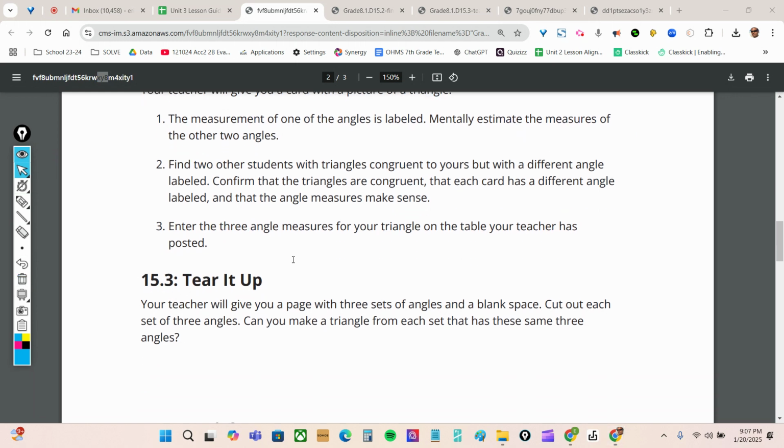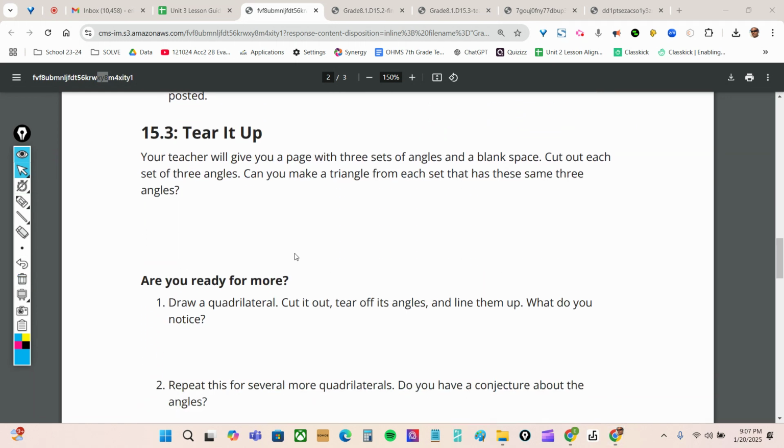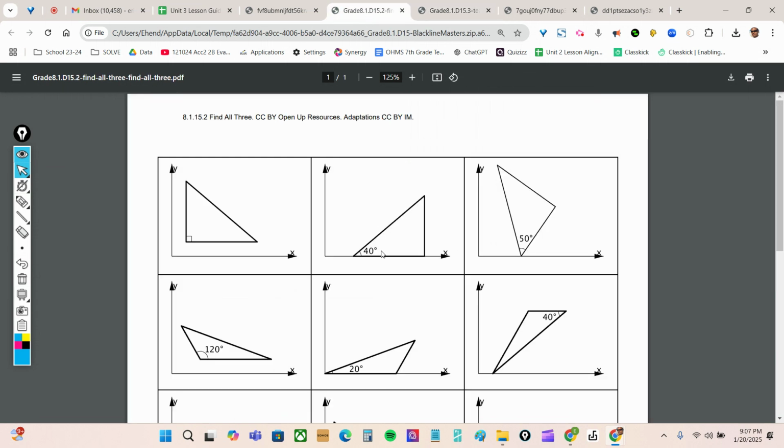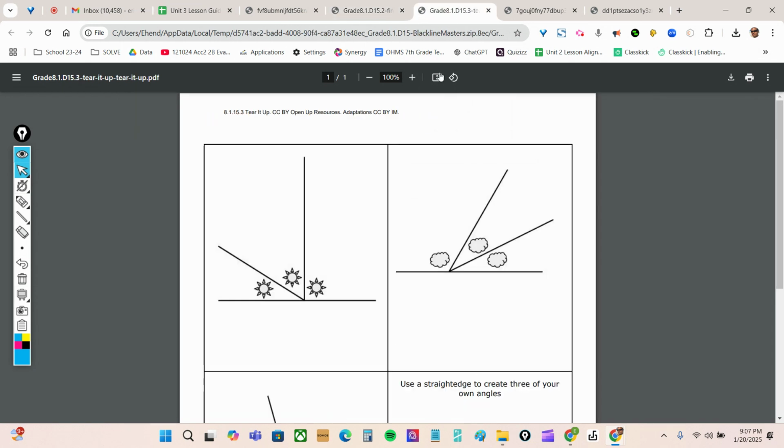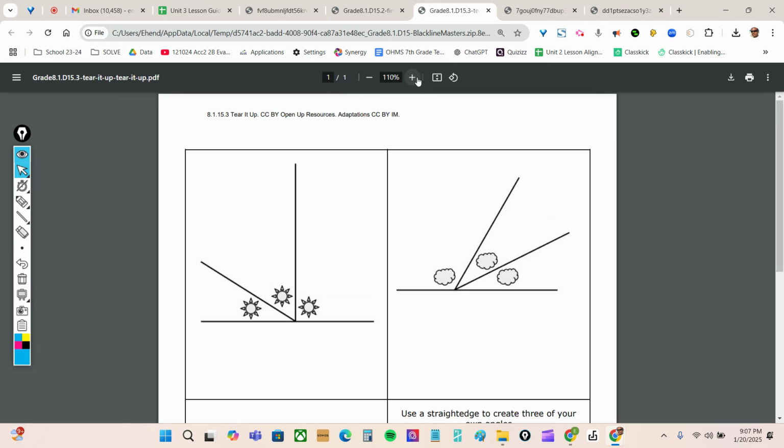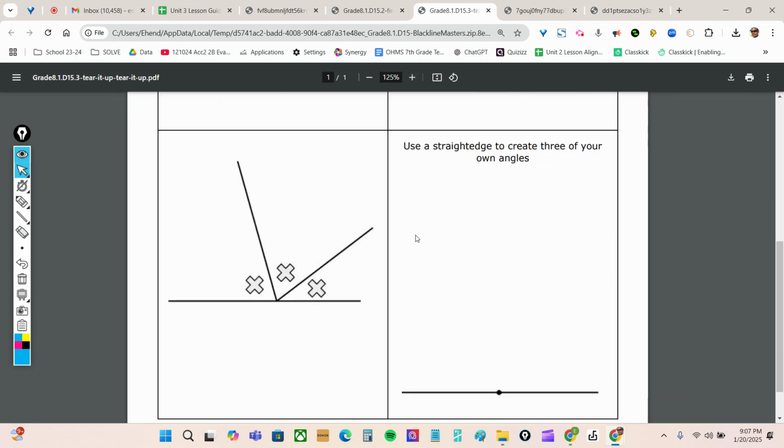Okay, tear it up. Your teacher will give you a page with three sets of angles and blank space. Cut out each of the three angles. Can you make a triangle from each set that has the same three angles? Now, I'll probably have a piece of paper with this on one side just for you to look at, and then this would be on the other side. And then you all could try to do this activity with a pair of scissors.